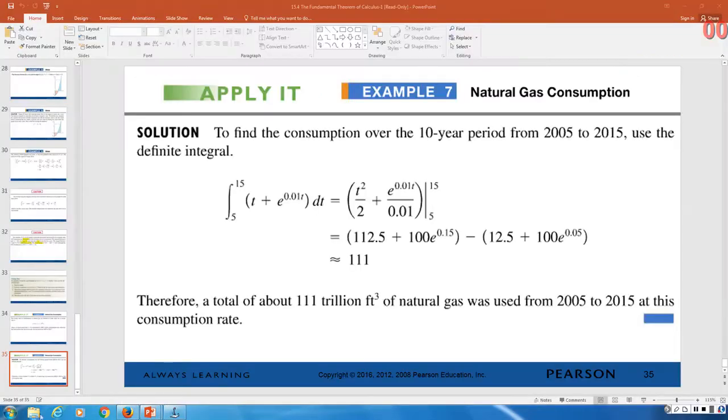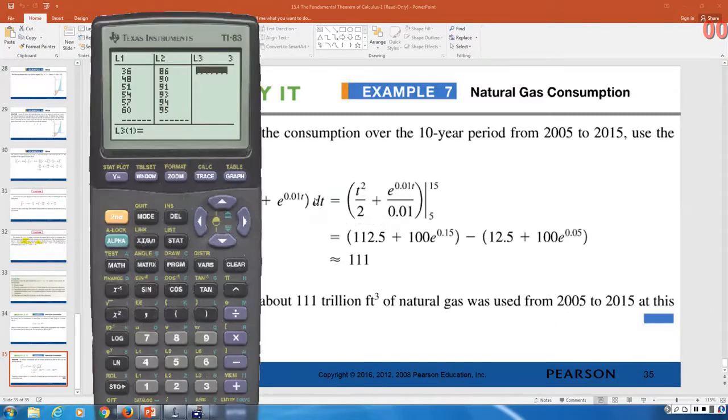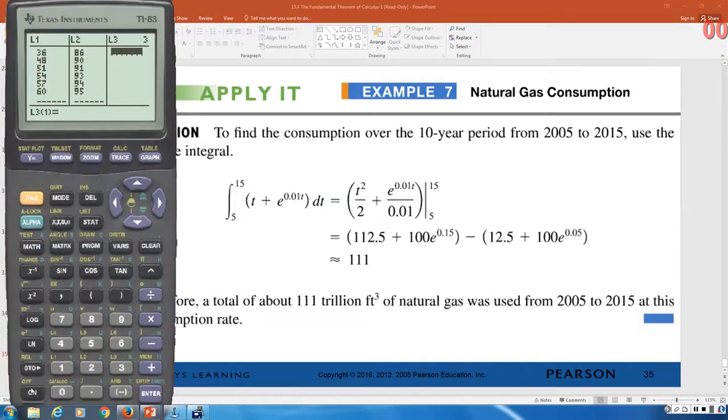If you do this one on the calculator, let's turn the plot off. I think you can graph the numerical integral. I'm not sure. We're going to give it a shot.